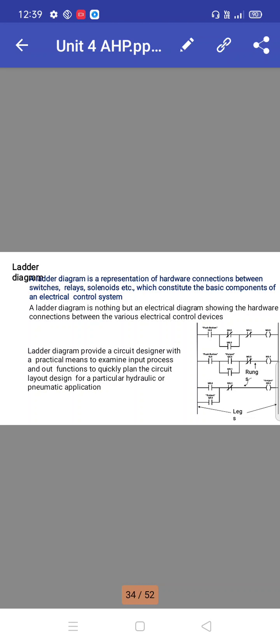Ladder diagram. A ladder diagram is a representation of the hardware connections between switches, relays, solenoids, etc., which constitute the basic components of an electrical system. A ladder diagram is nothing but an electrical diagram showing the hardware connections between the various electrical control devices. It provides a circuit designer with a practical means to examine input and output functions and quickly plan the circuit layout design for particular hydraulic or pneumatic applications.